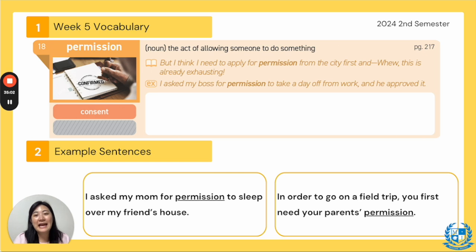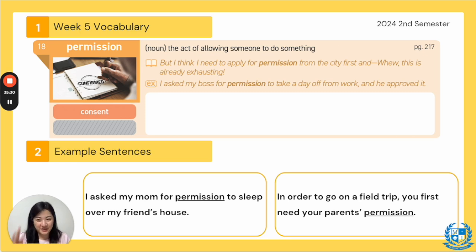Permission. The act of allowing someone to do something. In our textbook, it says, but I think I need to apply for permission from the city first. And, phew, this is already exhausting. So trying to get some permission from the city, meaning the government. Let's look at the example and read it together.